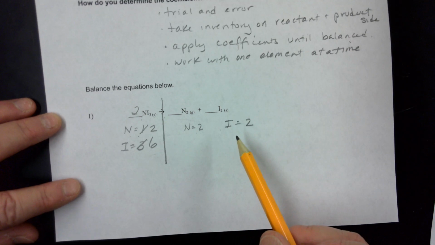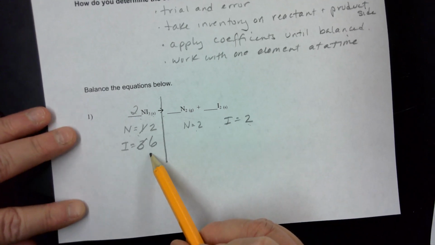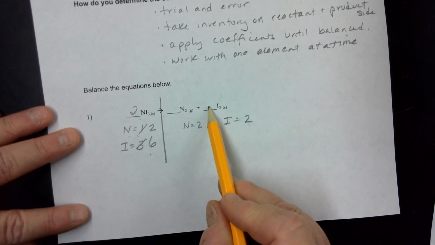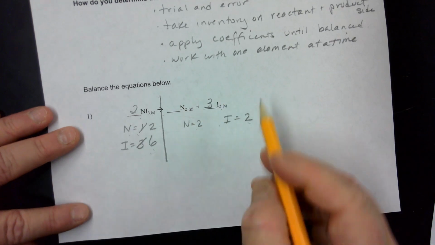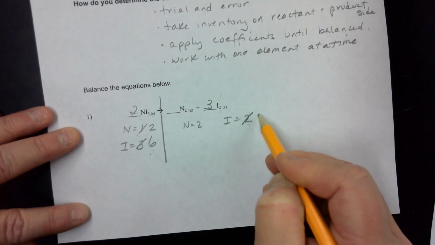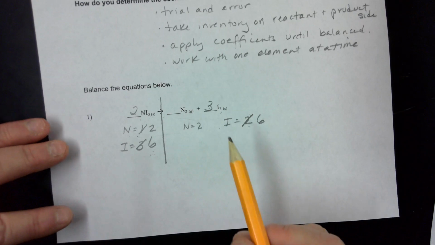Okay, so now let's take a look at those iodines. I only have 2 on the right, but I have 6 on the left. So that means what number can I put here to multiply by 2 in order to get to 6? And if you said 3, you're correct, right? So this 3 is only applied to this iodine, so now I'm going to have a total of 6. And I see that each one of my elements is now balanced.